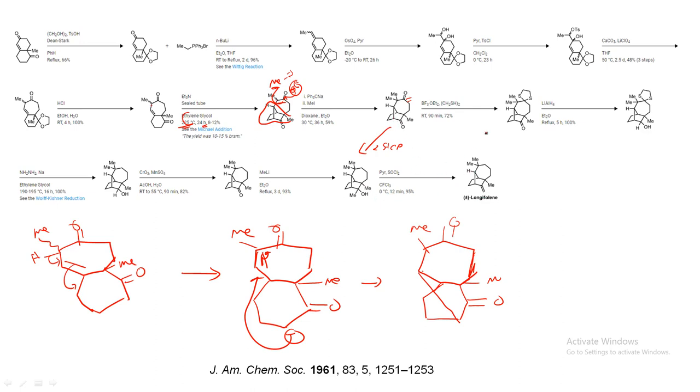But as two keto moieties are present, there is a selectivity issue. So by Wolff-Kishner reduction, we cannot selectively reduce this and keep this keto intact. So with Wolff-Kishner conditions, both would be reduced. So this control is not there. So we need to follow this many steps.